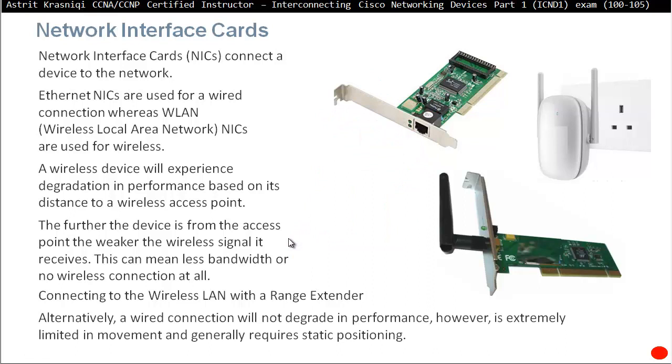Alternatively, a wired connection will not degrade in performance. However, it's extremely limited in movement and generally requires static positioning.